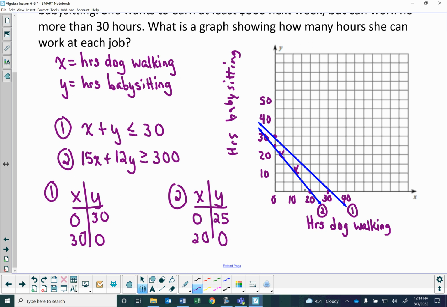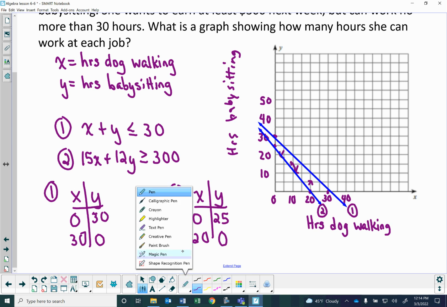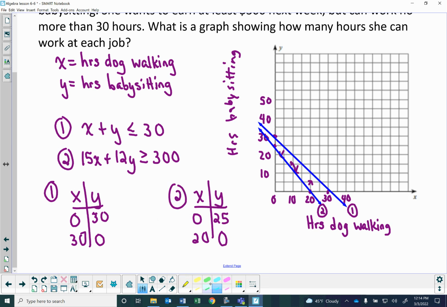If I look at number 2, if I test the point 0, 0, I'm going to have 0 is greater than or equal to 300, which is false. So I'm going to shade away from 0 on this one. So we're going to shade this direction. So it's between these lines that I'm going to shade. I'm going to do it in a nice green color here because it will show up really, really well. So this would be my solution, including any point that lands on either one of the lines.